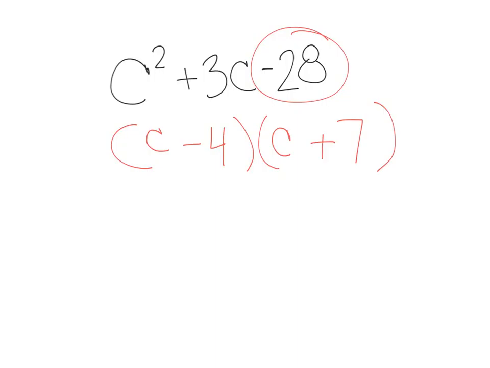So that's what you should have had for 1. Questions, concerns on that one? Oh, shoot. I had 7 and negative 4. Which, yeah, that's fine. What do you mean? You had C plus 7 and then C minus 4? Yeah, that's fine. So if your factors are in a different order, if you have C plus 7 and C minus 4, that's correct. Okay, it's just in a different order. Good?